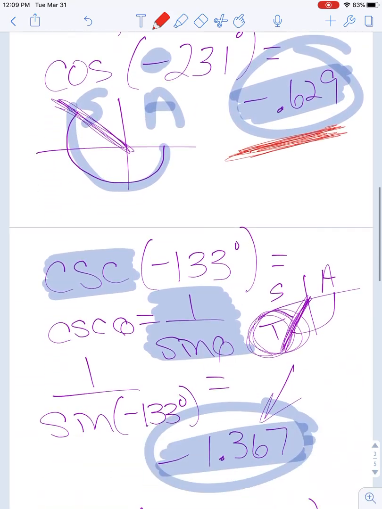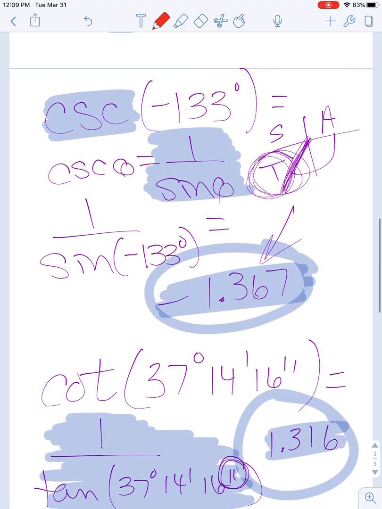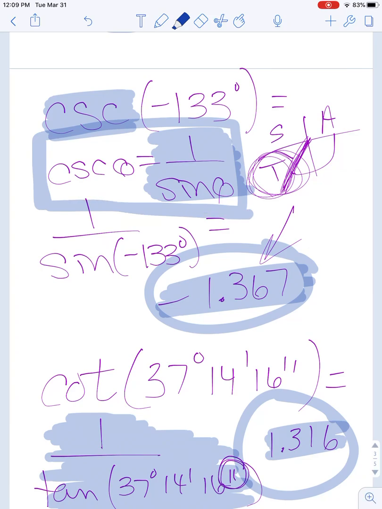So it seems really easy, right? Then we get to cosecant. If you look on the calculator, we don't have a cosecant button. We have a sine, a cosine, and a tangent button, and that's it. So in order to do cosecant, we need to remember that cosecant is the reciprocal of sine. That's how I can write cosecant: cosecant is 1 over sine of theta. So we're going to rewrite this using sine. It's equal to 1 over the sine of negative 133.